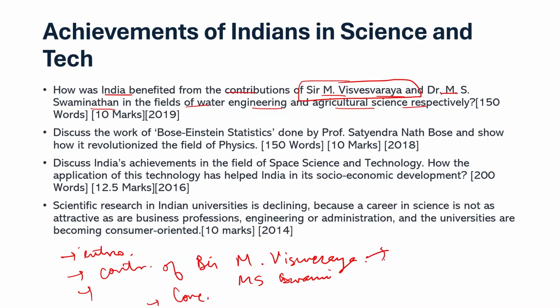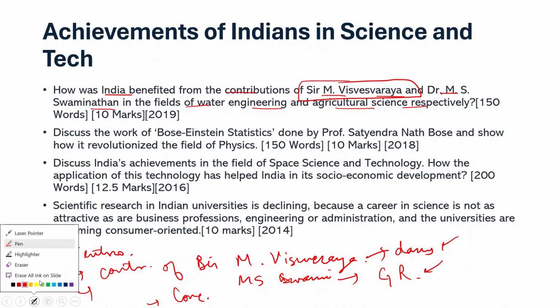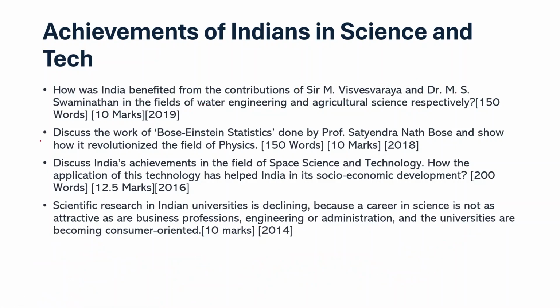So Visvesvaraya was associated with dams and flood control technologies, right? And M. S. Swaminathan was associated with the green revolution. So if you do not know a lot of points, at least if you know the basics, you will be getting some good marks in these types of questions, right, which are very, very factual. Okay, then you look at this question.